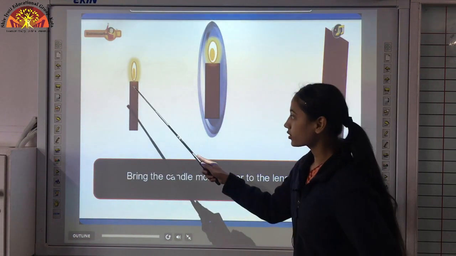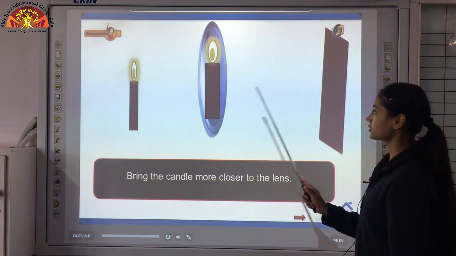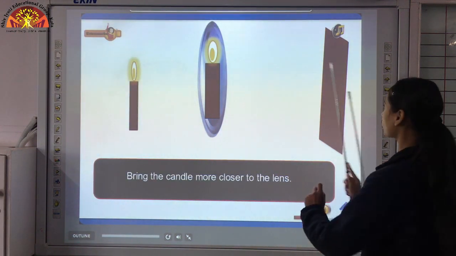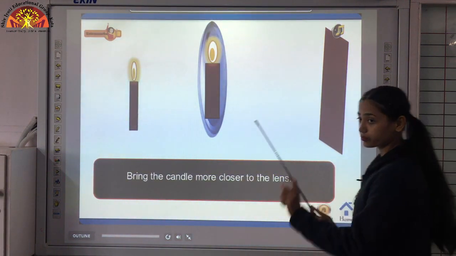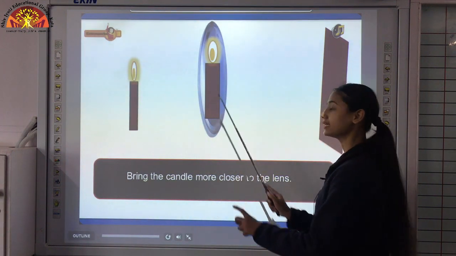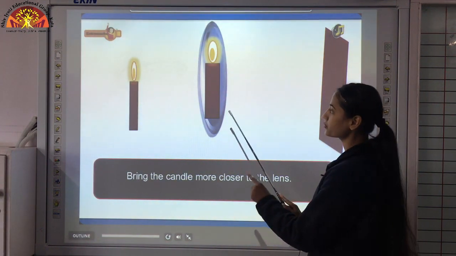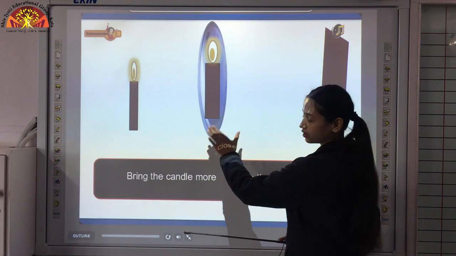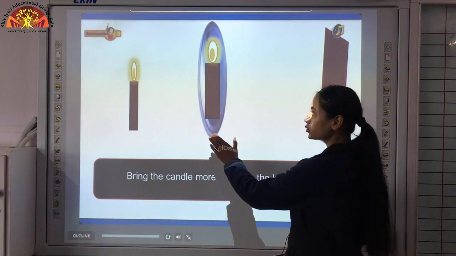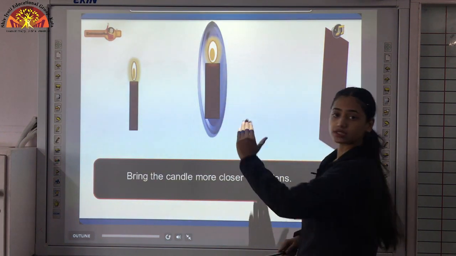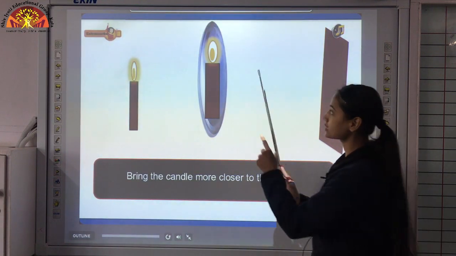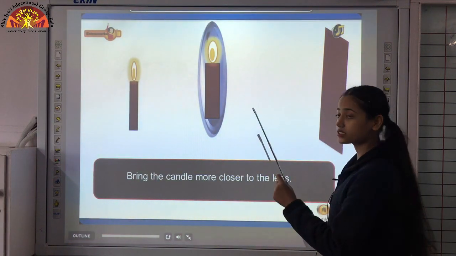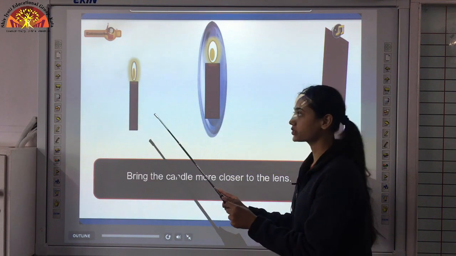But as we brought this candle closer to our lens, now you can see the image of the candle is not obtained on the screen, but we are getting the image on the lens only. So what type of image is this? You can see we are obtaining it on the lens only and it is erect. So this is a virtual image, and you can see the size of the image is greater than the size of the object.